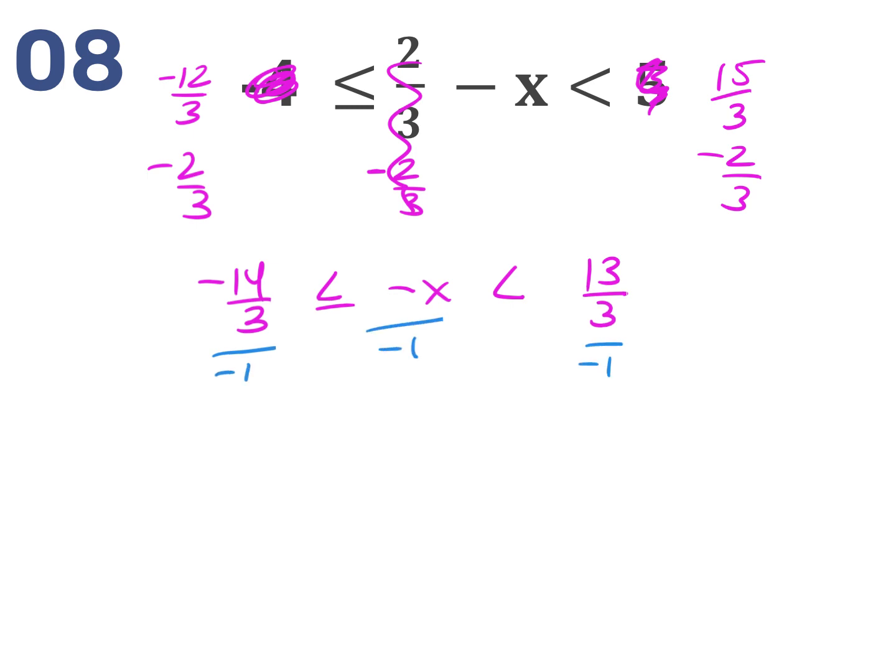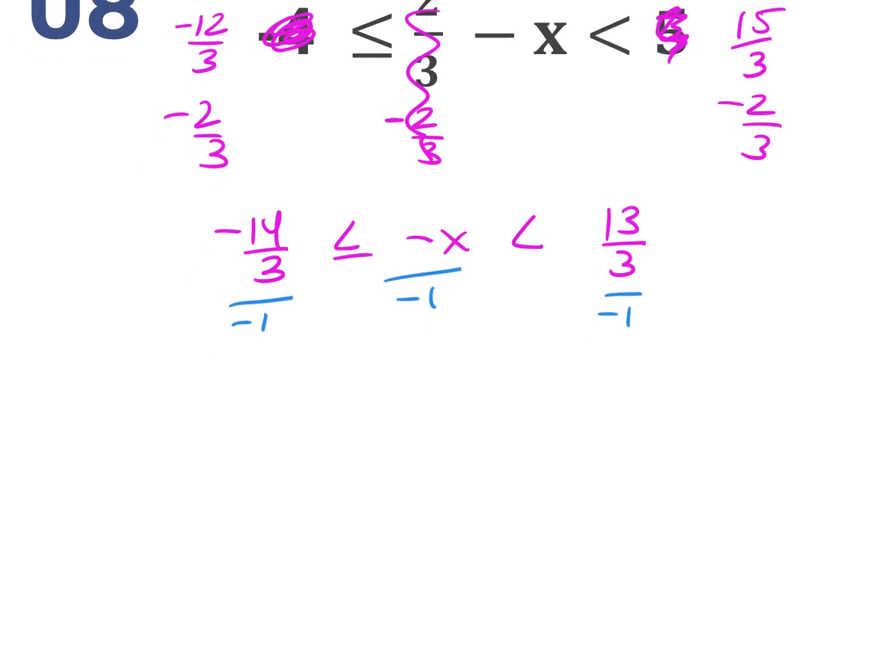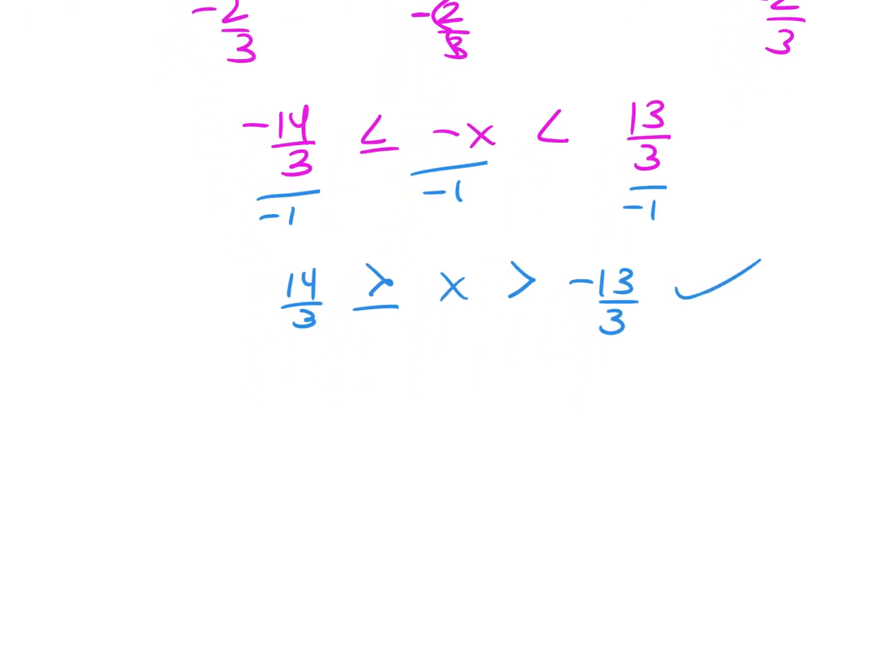Guys, if you divide by a negative, what happens? Your sign flips. So negative divided by a negative gives me 14 over 3 greater than or equal to x greater than negative 13 over 3. Does everybody see what just happened there? When you multiply or divide by a negative, the inequality sign has to switch. So there is your inequality statement.